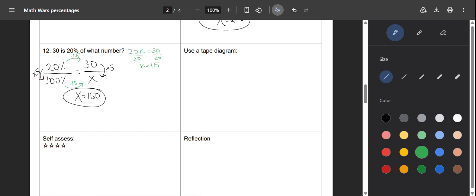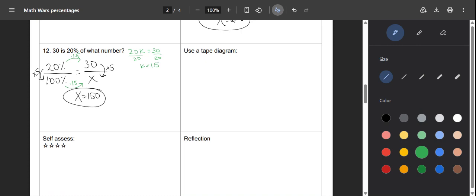Okay, here you can see we got the answer of x equals 150. You can look at that by looking at the part to whole relationship. 20 is the part. I multiply it by 5 to get to the whole of 100%. So I would do 30, which is the part, times 5 to get the whole amount of 150.